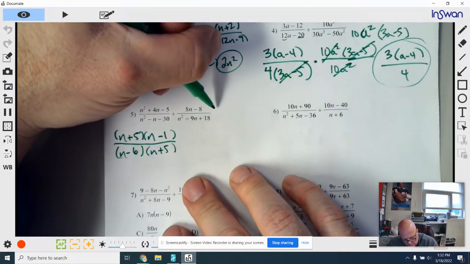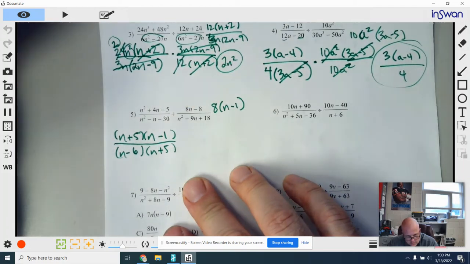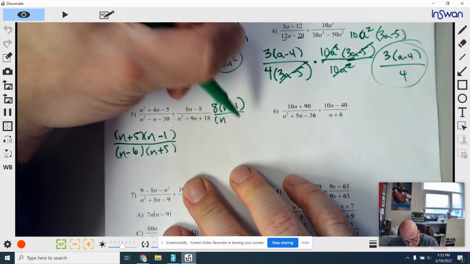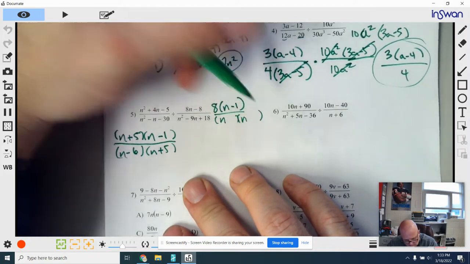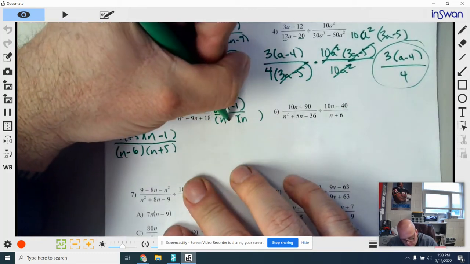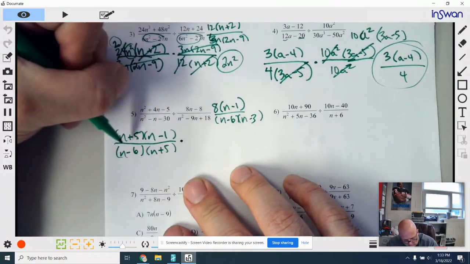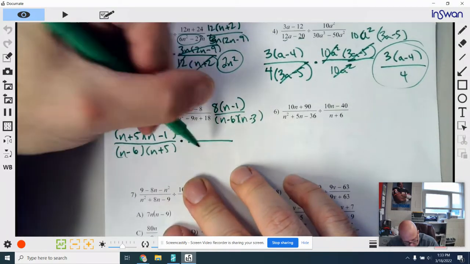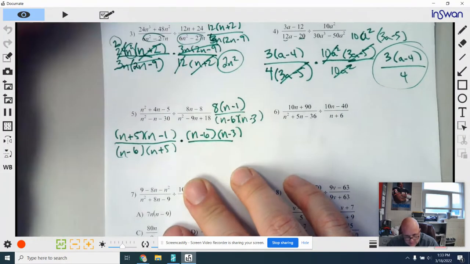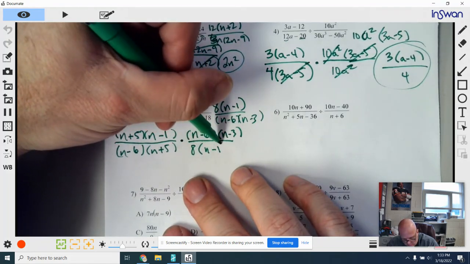Okay, over here, I see my GCF is going to be an 8. And then on the bottom, that would break up to n times n. 2 numbers that multiply to 18 but add to negative 9. So that'd be a negative 6 and a negative 3. So keep, change, then let's flip this. So we got n minus 6 times n minus 3 over 8 times n minus 1.